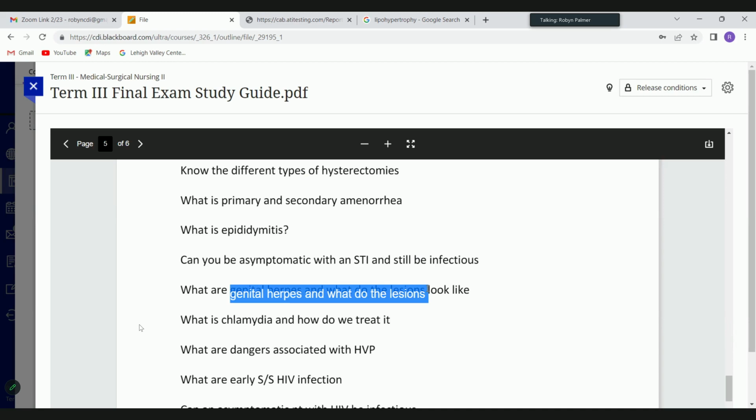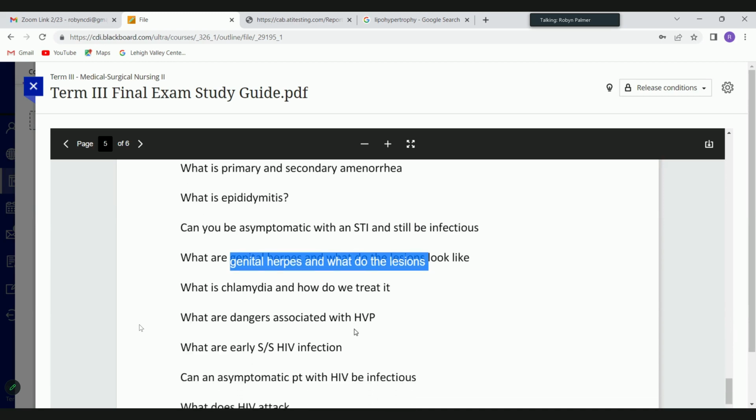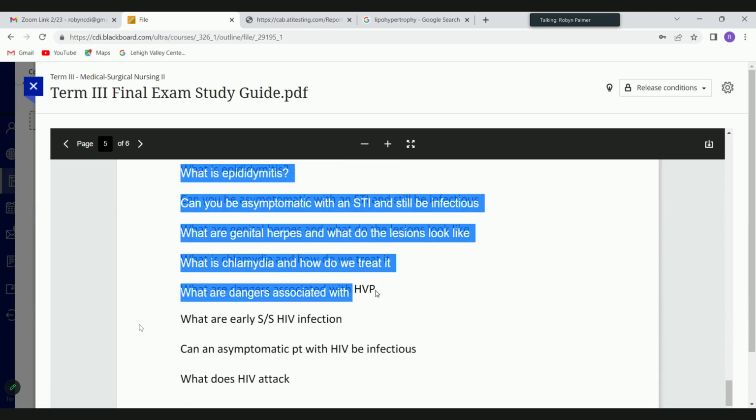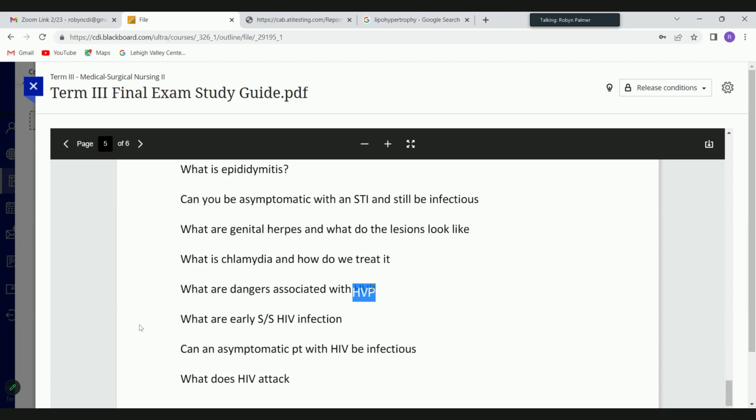And it's very painful. Chlamydia, we're going to talk about dangers associated with HPV. What's one of the things that we know about HPV? That it can turn into cancer if it's untreated. That's right. It can increase your risk of cervical cancer.